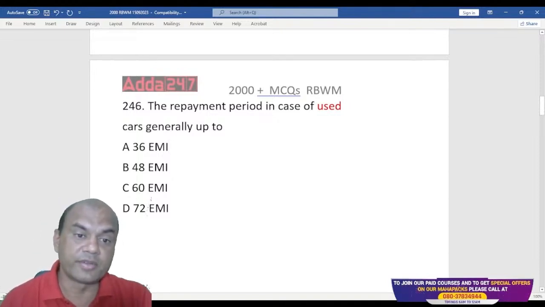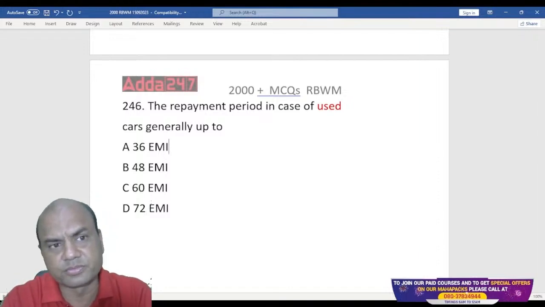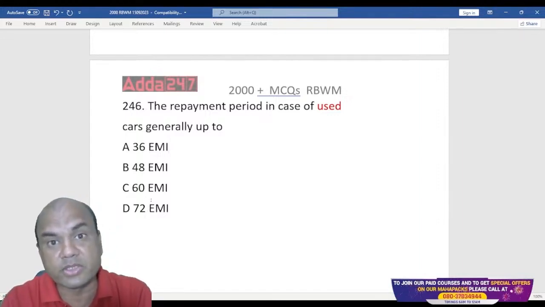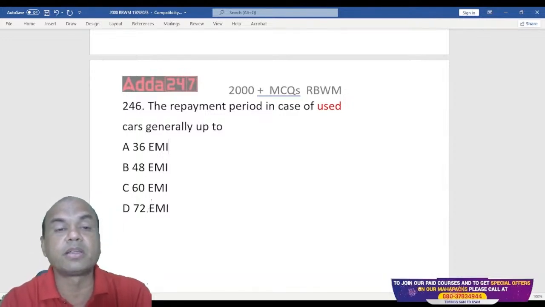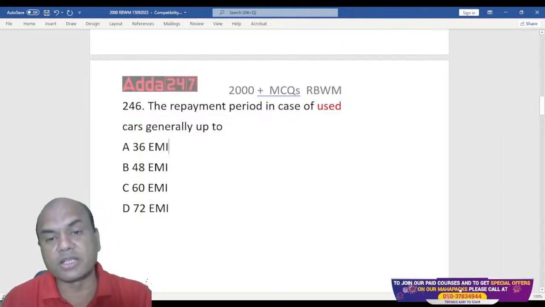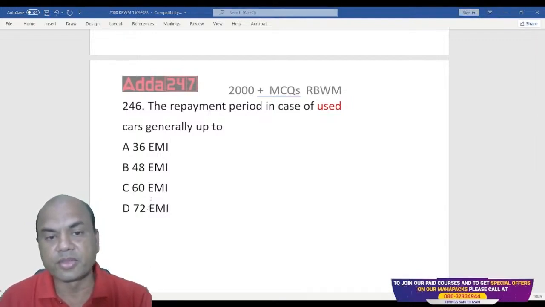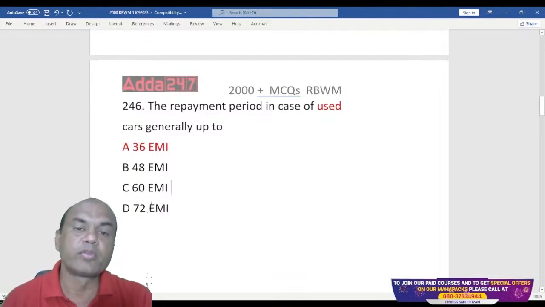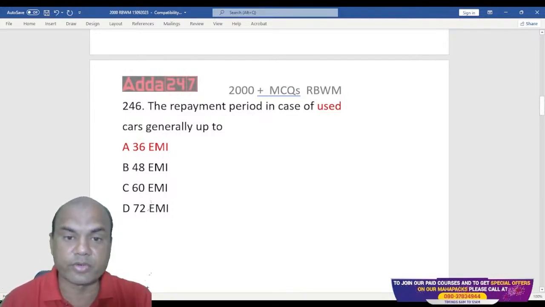Right? See here, that depends on what type of car you are purchasing. Suppose I am purchasing a very old car, then the repayment period will be different. It can be 24 months also, it can be 12 months also, depending on bank to bank. It is upon the bank to decide the repayment period for used car loans, depending on the life of that car. But generally for used car, what is the answer you guys are giving? It is 36 months. For used car loans we are giving 36 months, and for new car loans it is 5 years, 60 months, right?